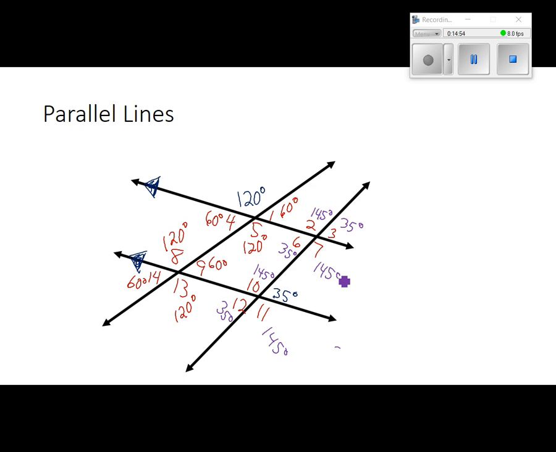Now, if these two lines were parallel to each other, then what would be true about all those corners there? They'd all be the same. But when those two aren't parallel, and these two are, then we've got to separate them off that way.